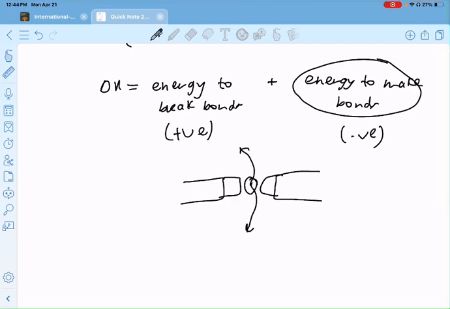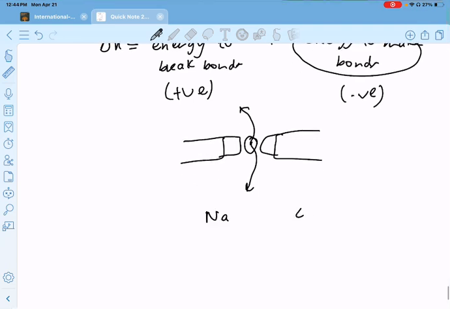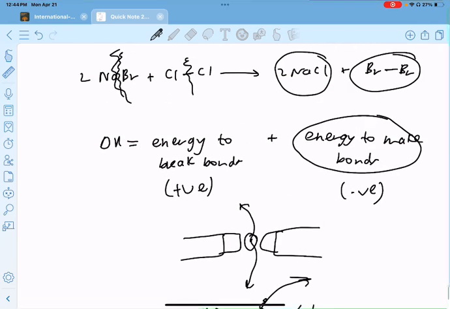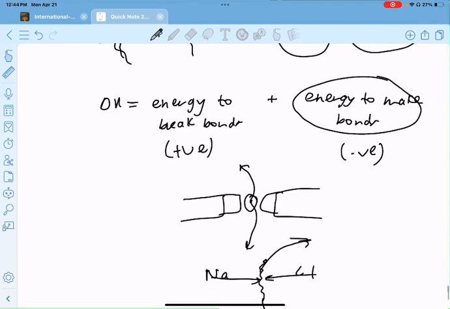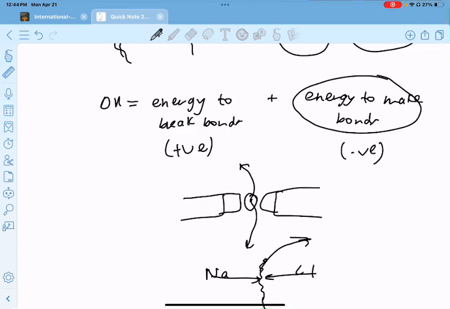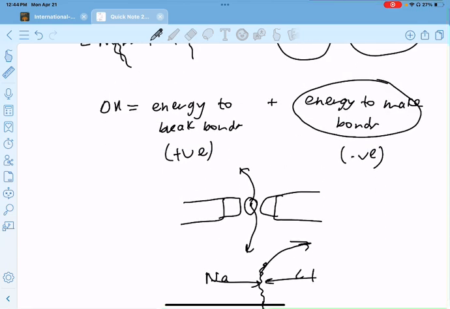Now, instead of thinking about this with rods, think about this with elements. Let's have Na and let's have Cl. As you try and combine these elements, the energy in the middle will be released, hence it is exothermic and negative. It's important to note that. But yeah, that's just my way of trying to remember whether the energy to make bonds is negative or positive. Remember it's negative because it's exothermic.